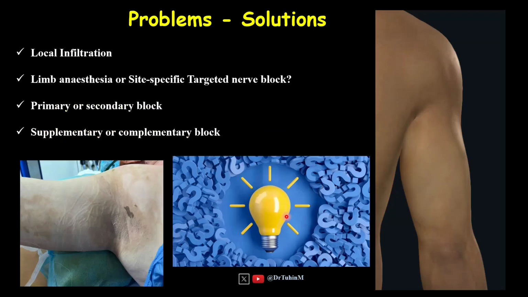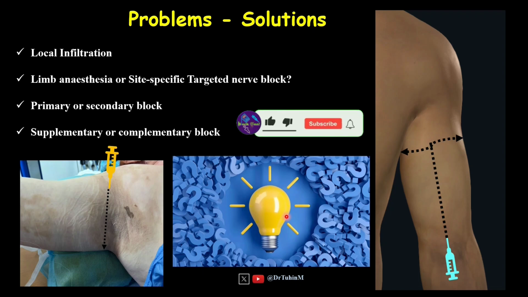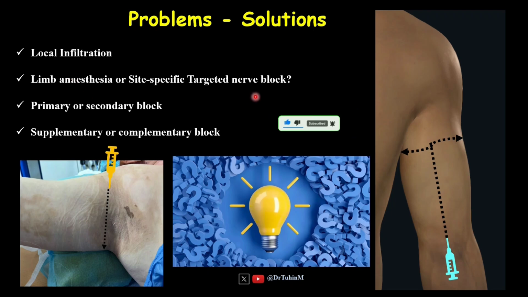So, what can we do to solve this problem? The simple local infiltration along the course of these communications, for example, from anterior to posterior axillary fold in case of surgeries on the anteromedial aspect of the arm, or a T-shaped infiltration along the posterior part of the arm in case of posterior approach to humerus surgery. The next option is giving complete limb anesthesia instead of site-specific targeted nerve block, the use of secondary nerve blocks along with the primary blocks, and there are also supplementary and complementary blocks depending on the area of surgery and the incision.